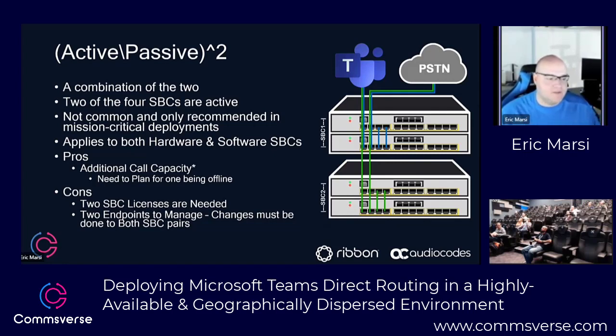So back to active-passive squared, I'll call it. Two SBC licenses are still needed, but that spans across all four SBCs in the two SBC pairs. Now, like active-active, this does provide two SBCs that you have to manage independently, but you have that high availability in mind. So before we continue, does anybody have any questions?